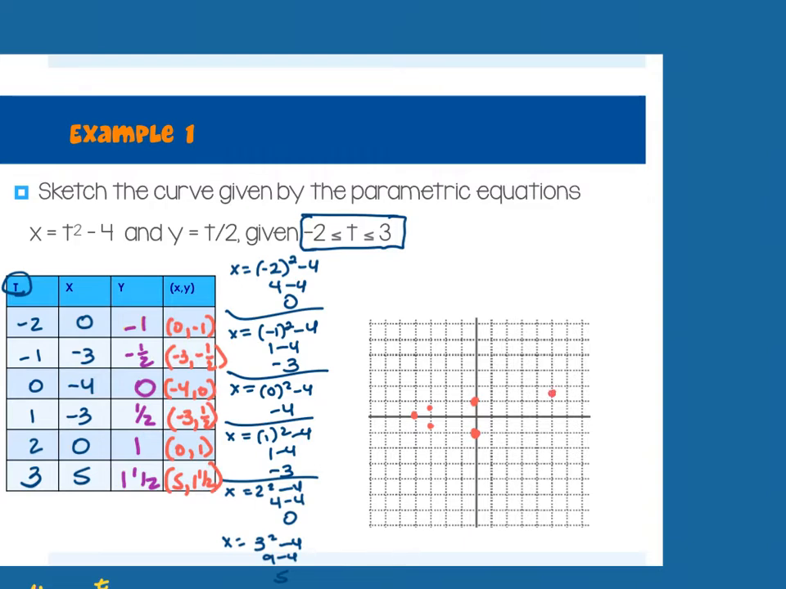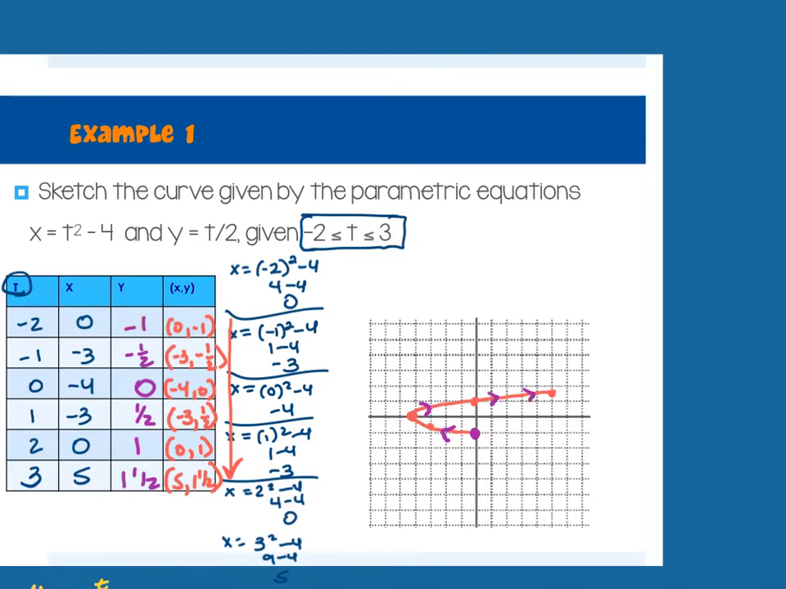So this is a curve. It's almost like a parabola that's turned on its side. And so I connect it like this to make my curve. But because it's a parametric equation, I need arrows. I need the arrows pointing away from the smallest t and towards the largest t. So since we started with this point here, this was our first point, and we worked our way in that direction. That's the direction of our arrows.